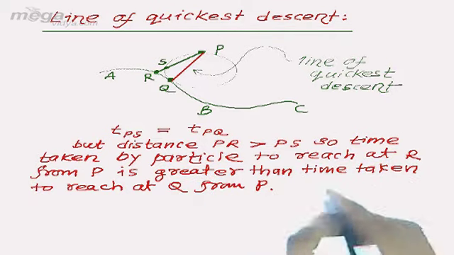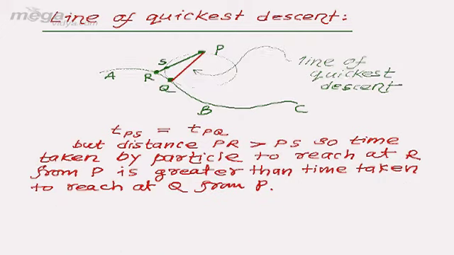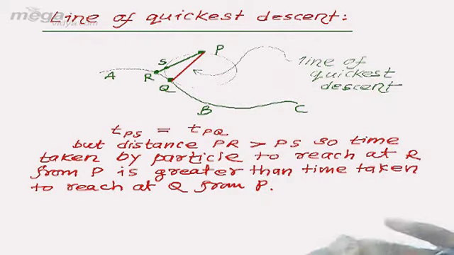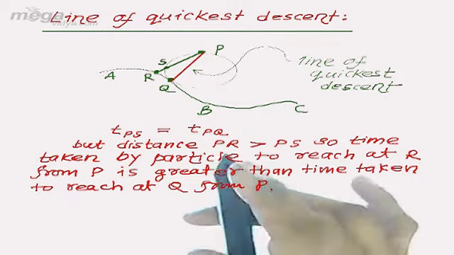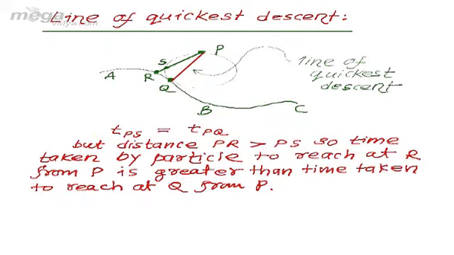So we can say that this line will be the line of quickest descent because via this path the particle reaches the curve in the least possible time. Hence proved, we can say that this line PQ is the line of quickest descent.